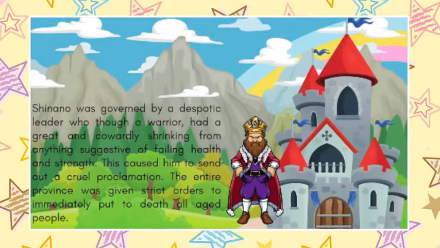Shinano was governed by a despotic leader who, though a warrior, had a great and cowardly shrinking from anything suggestive of failing health and strength. This caused him to send out a cruel proclamation. The entire province was given strict orders to immediately put to death all aged people.